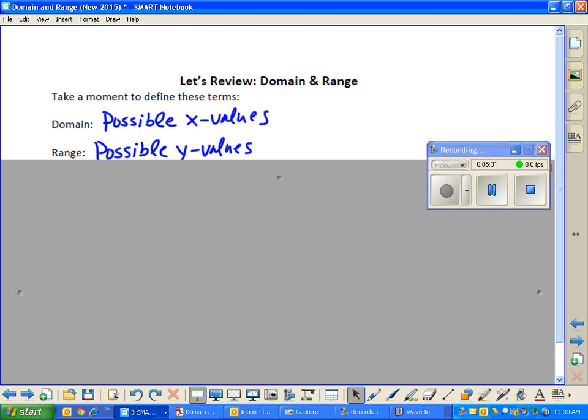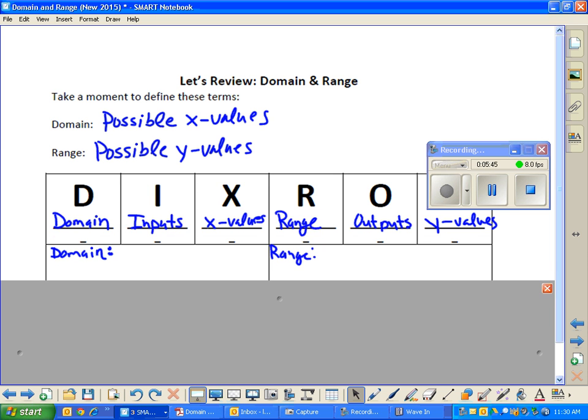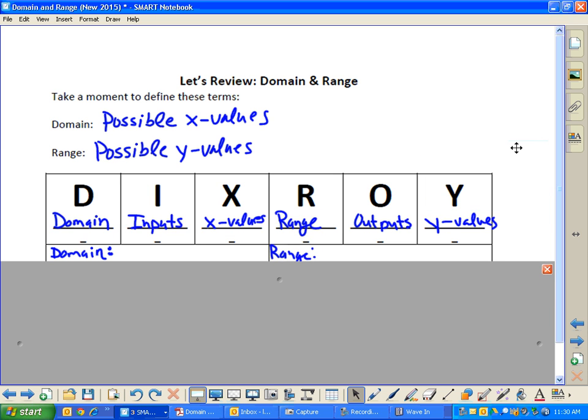I have this little mnemonic device. Mnemonic devices are a way you remember things, maybe like PEMDAS. That's a mnemonic device. Please excuse my dear Aunt Sally. Those are mnemonic devices for the order of operations. For domain and range, I have Dixroy.